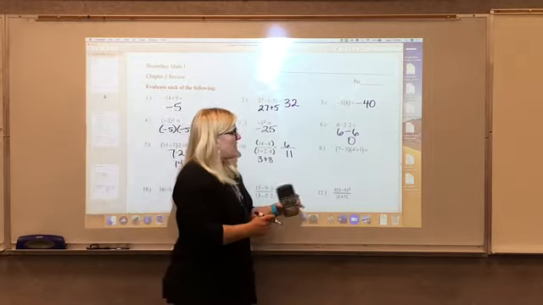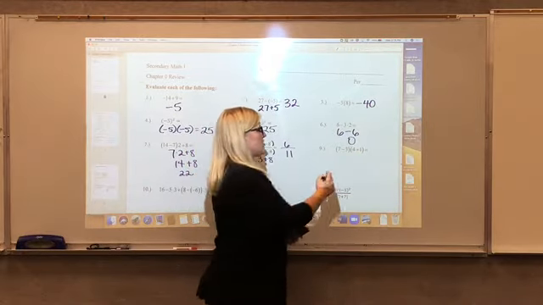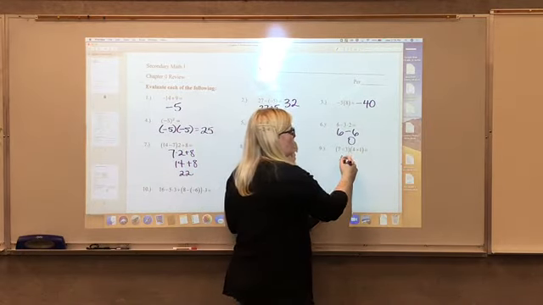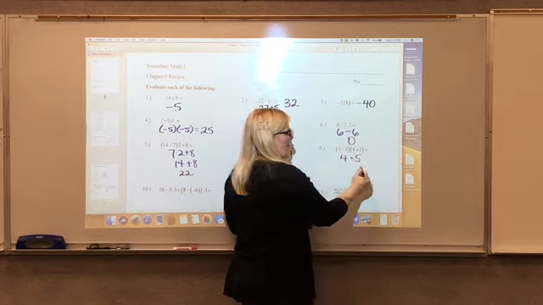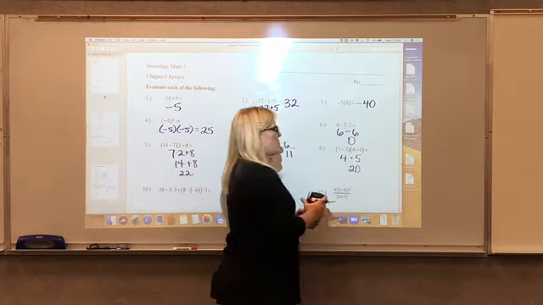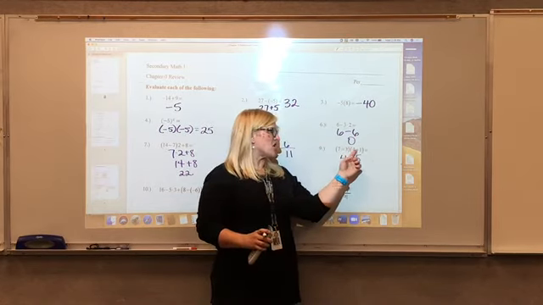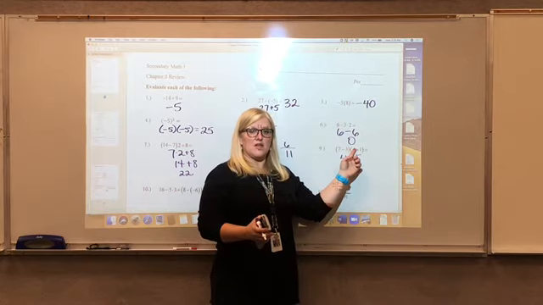Okay, then here, parentheses first, 7 minus 3 is 4. 4 plus 1 is 5, and these are being multiplied. 4 times 5 is 20. So when parentheses are right next to each other like this, it means that they're being multiplied.